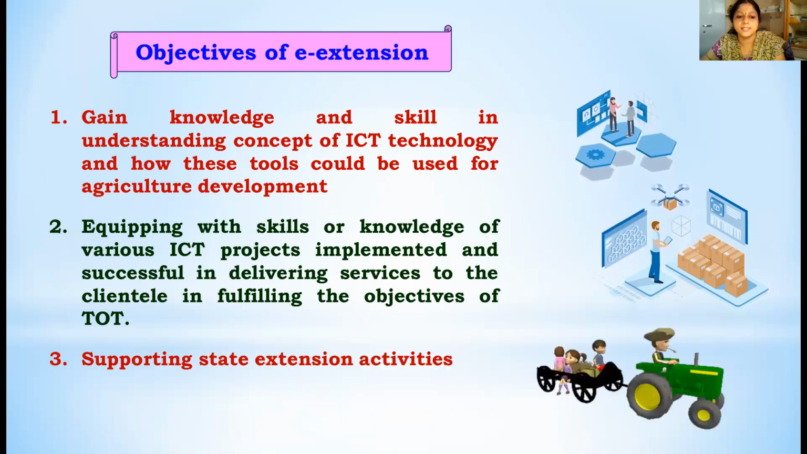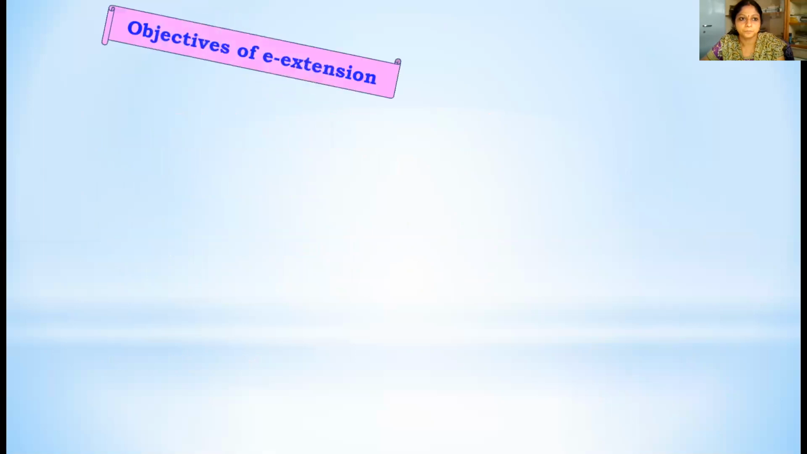The next is that it is helpful in supporting the state extension activities. An extension worker may not know each and every thing when he visits a farmer. With the help of e-extension technologies, the extension worker can browse and get information which is asked by the farmer but not known in depth by the worker. That helps him give information based on the farmer's needs and requirements, and in turn increases his credibility in the situation.